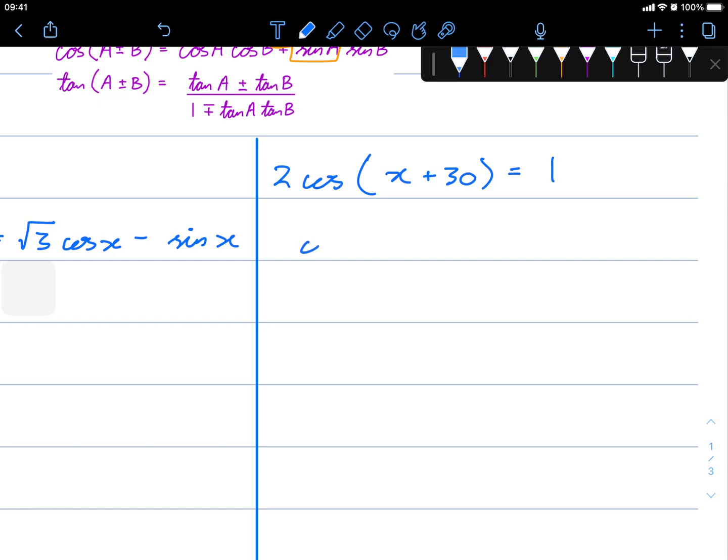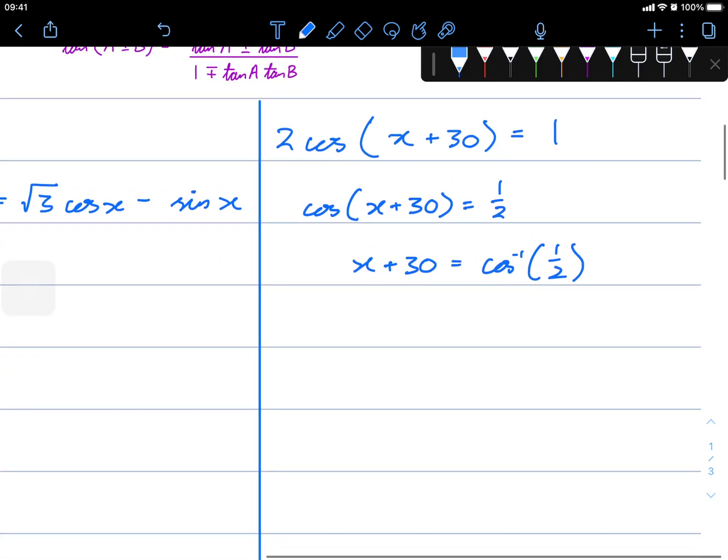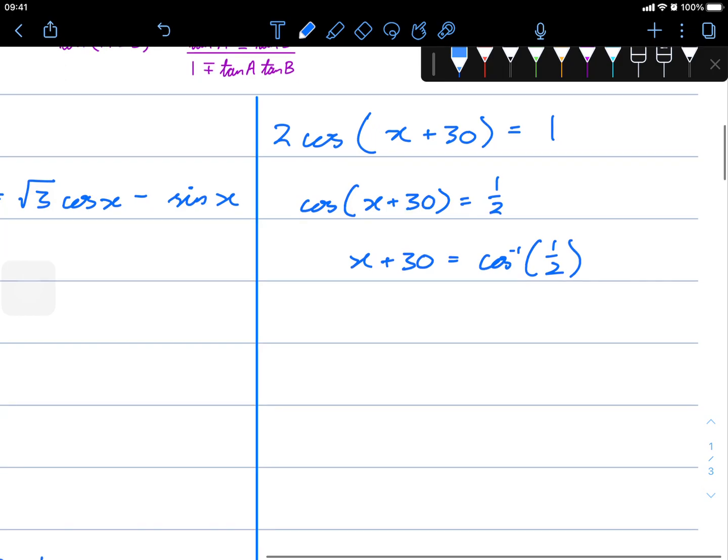We divide both sides by 2. Cos x plus 30 equals half. X plus 30 equals inverse cos of half. Straight into our calculator for this. Inverse cos of half. So x plus 30 is equal to 60 degrees.